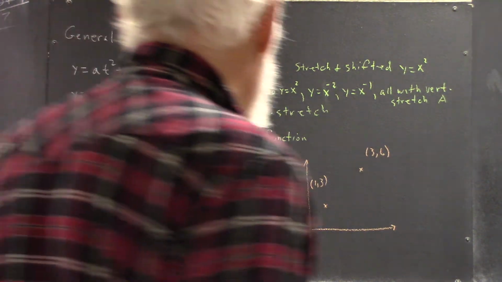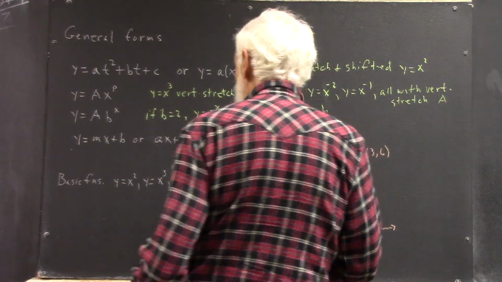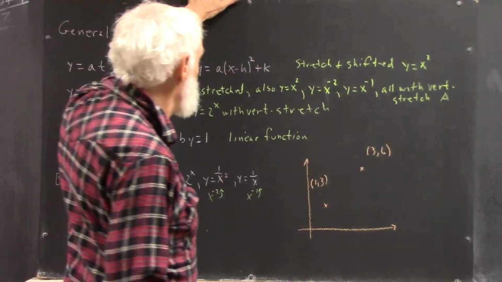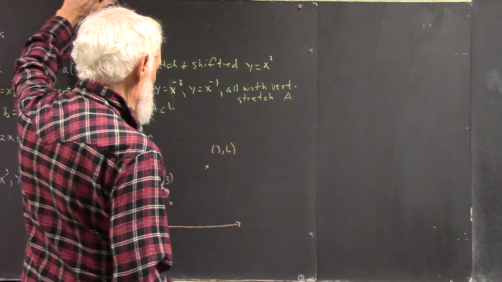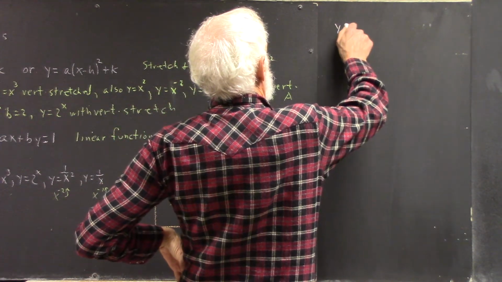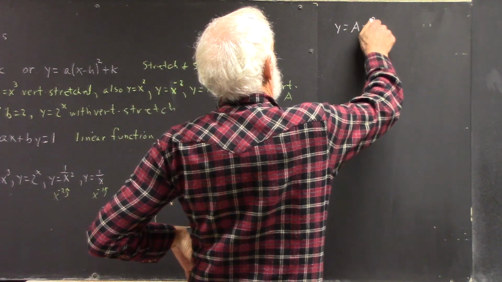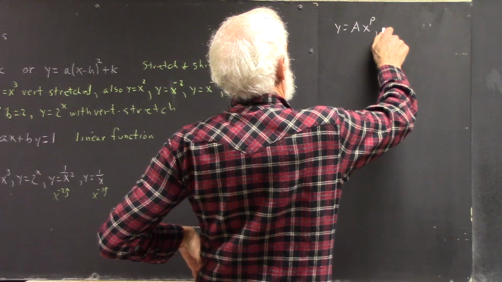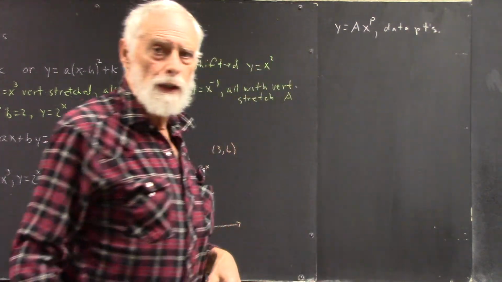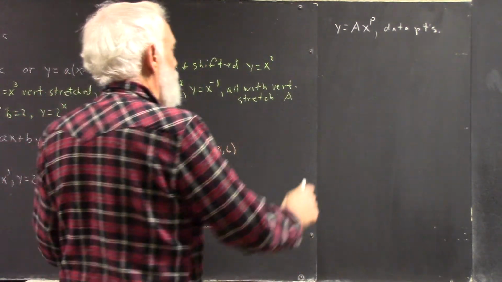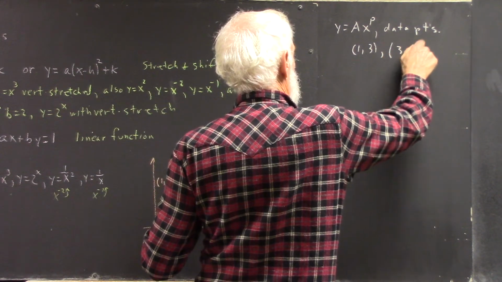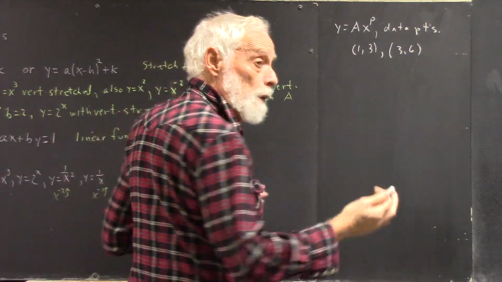Now I'm just going to work through what happens with these data points. Okay, so we have y equals a x to the p with data points (1, 3) and (3, 6). But that gives you two equations.